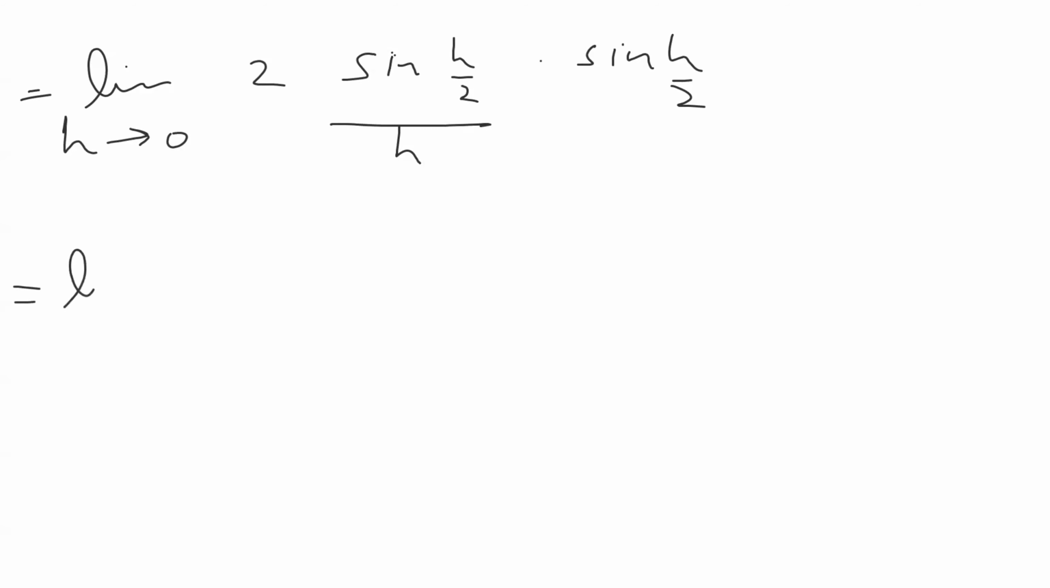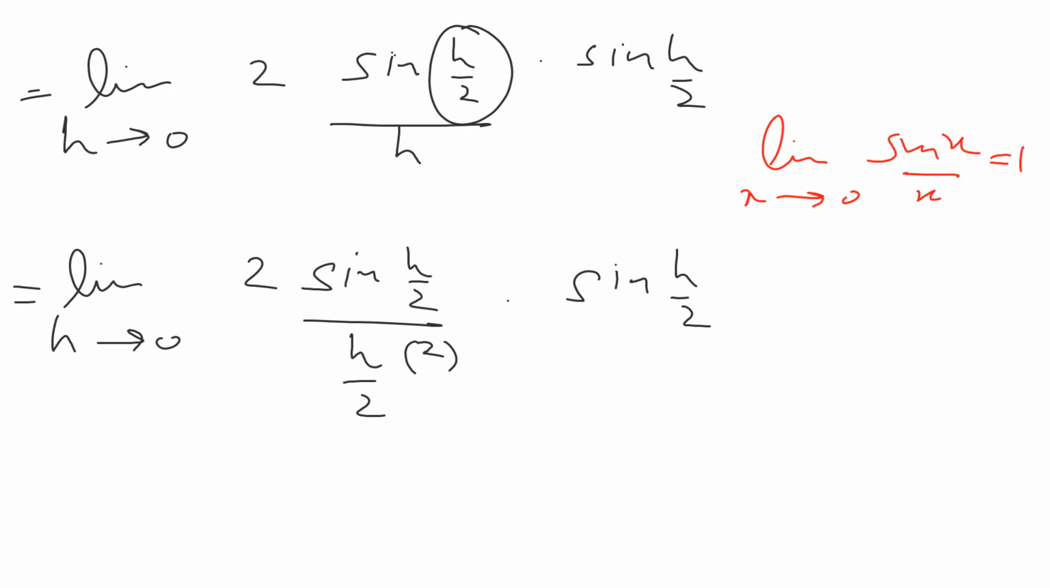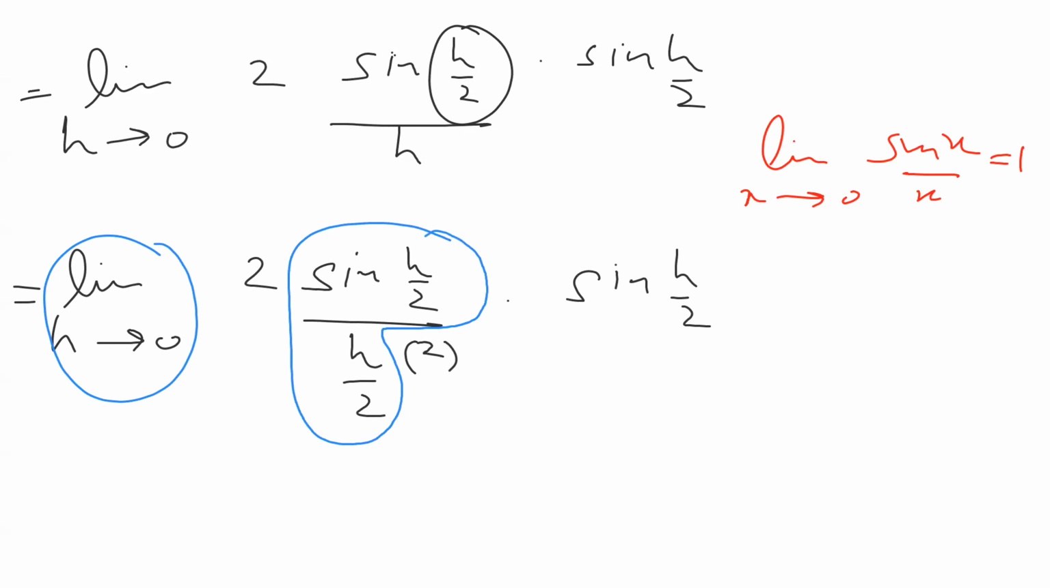Now if you remember, the angle over here is h by 2. It should be in radians, so I'm dividing by 2 and multiplying with 2 into sine h by 2. Fine. Now limit x approaching 0, sine x upon x is equal to 1. So limit h approaching 0, sine h by 2 upon h by 2 will be 1. So 2 is a constant that will remain as it is.